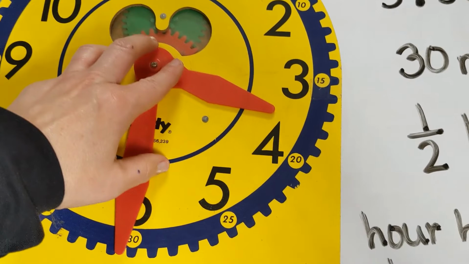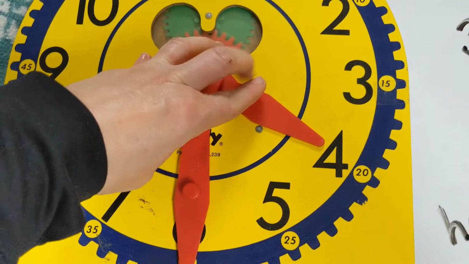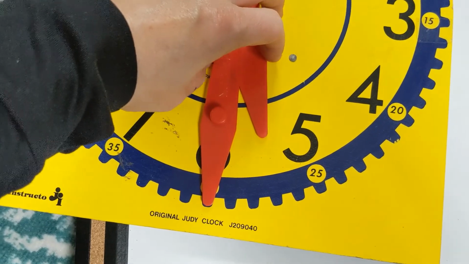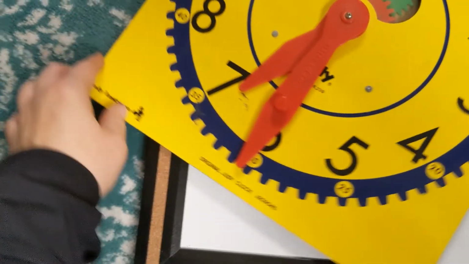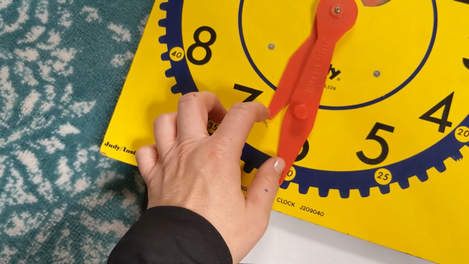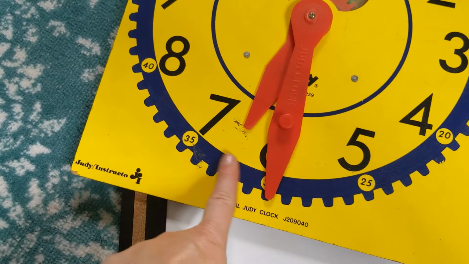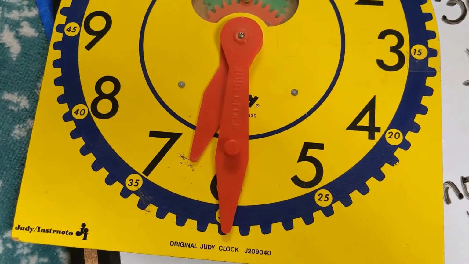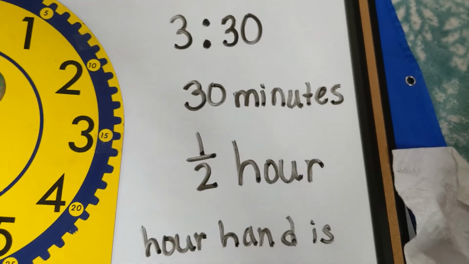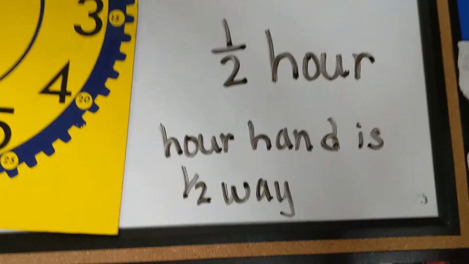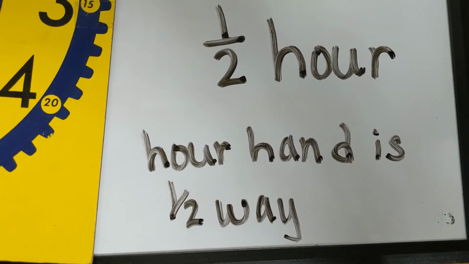When it's 30 minutes past, or 3:30, 4:30, 5:30, 6:30, I think you get the point. The hour hand is shorter and it's in between those two numbers. You can't just leave it on the hour. You have to move it along. So anytime there's 30 minutes showing in the time, you have to make sure the hour hand is halfway between those two numbers.